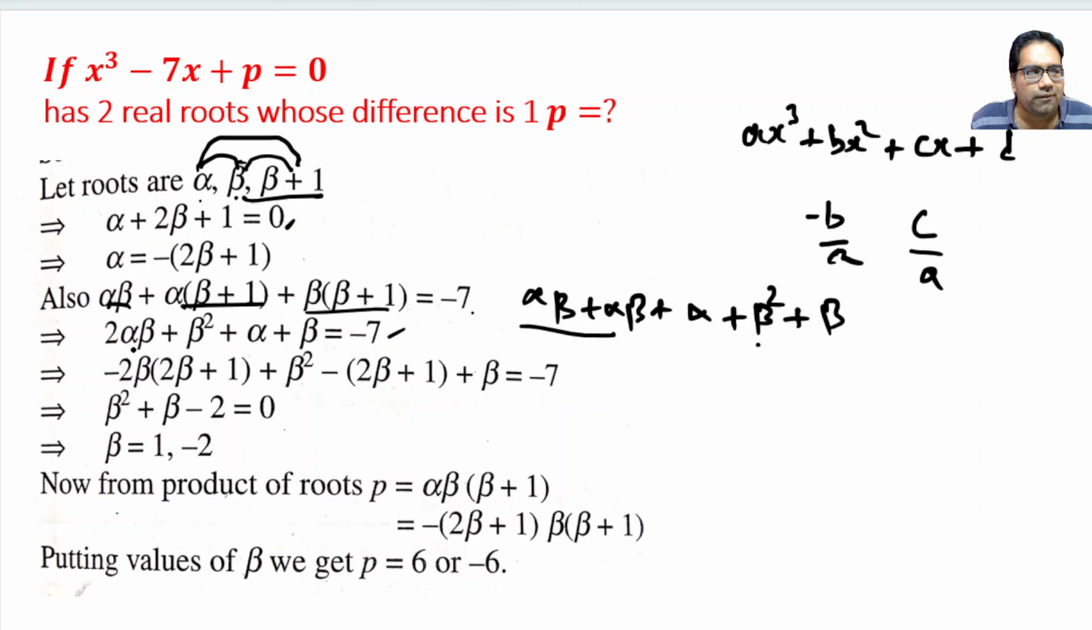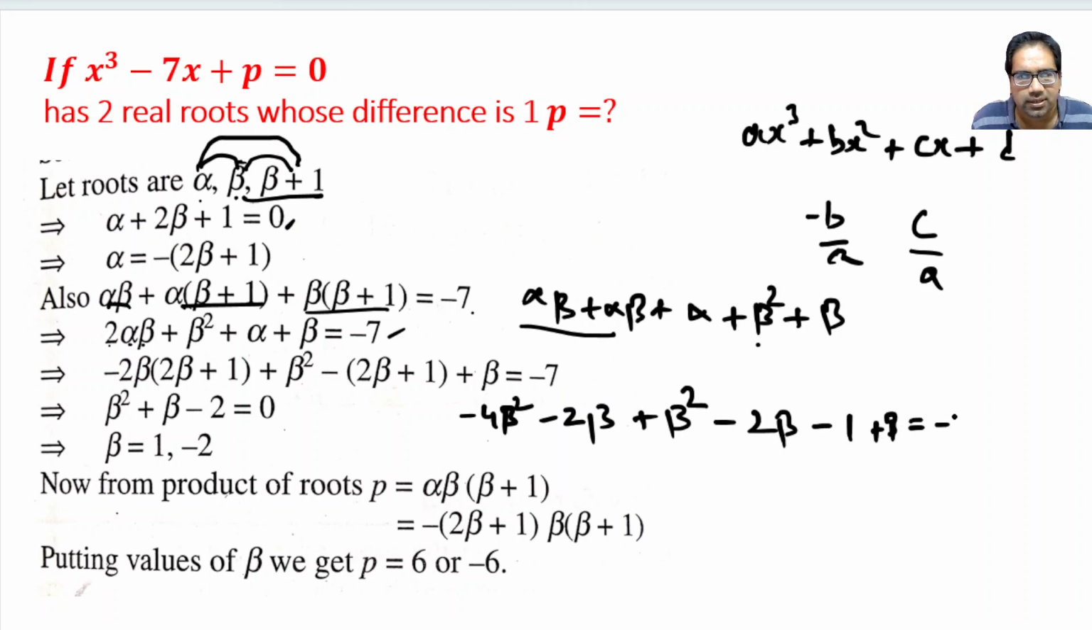Okay. Now, alpha we know is equal to minus of 2 beta plus 1. Let us put that. This becomes 2 beta into minus of 2 beta plus 1, plus beta square plus minus of 2 beta plus 1, plus beta, equal to minus 7. If you simplify this equation, what will it become? Minus 4 beta square minus 2 beta plus beta square minus 2 beta minus 1 plus beta equals minus 7.